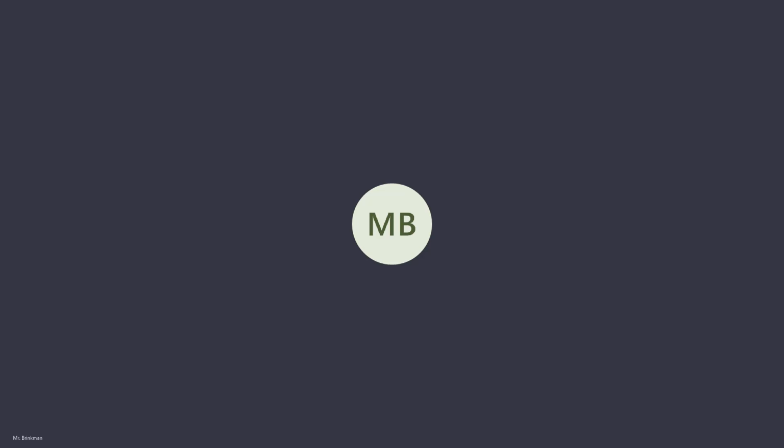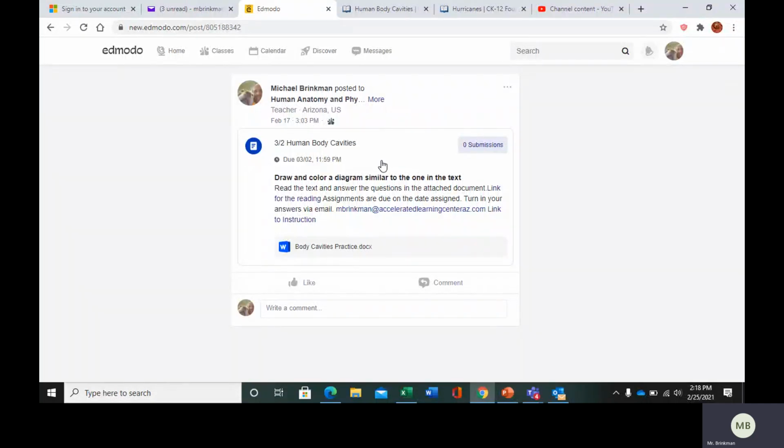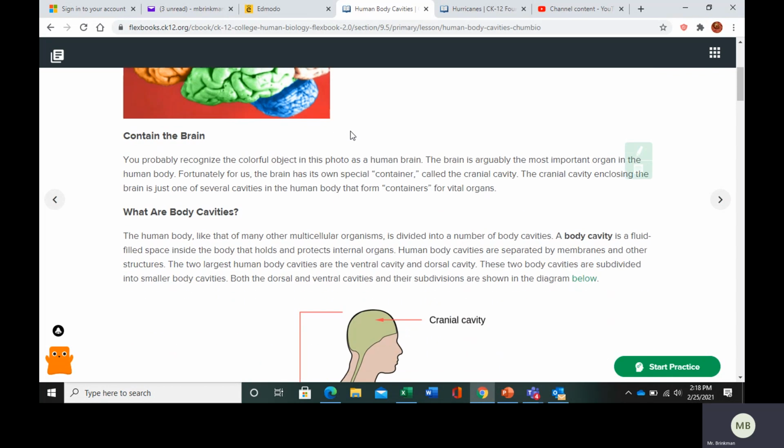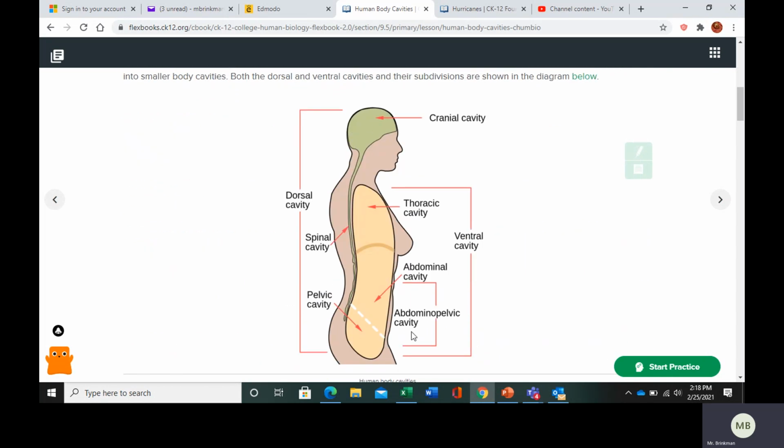So today, what we are going to do is look at human body cavities. So this is the post. We have a link for the reading, my email you can send your assignments to, and the questions that you have to complete. Also, make sure you draw and color a diagram similar to the one in the text. So let's take a look at this reading. This is going to be the diagram you make. It's very similar to this one.